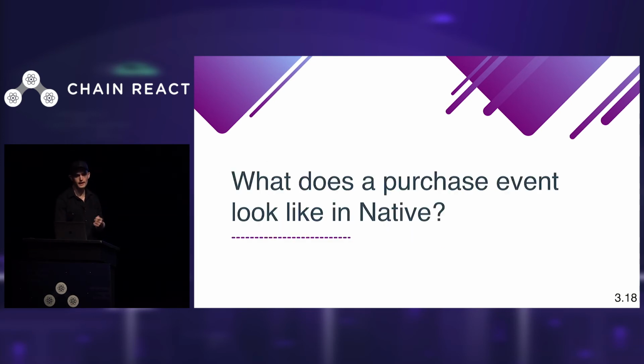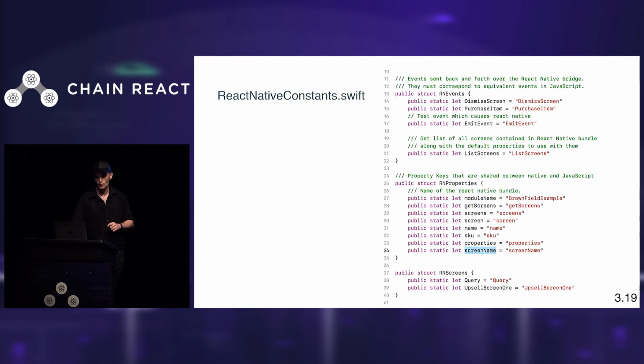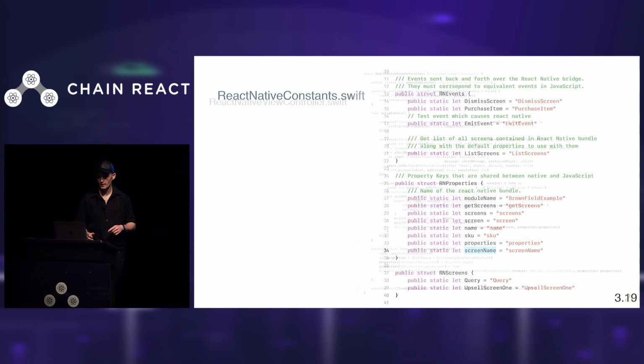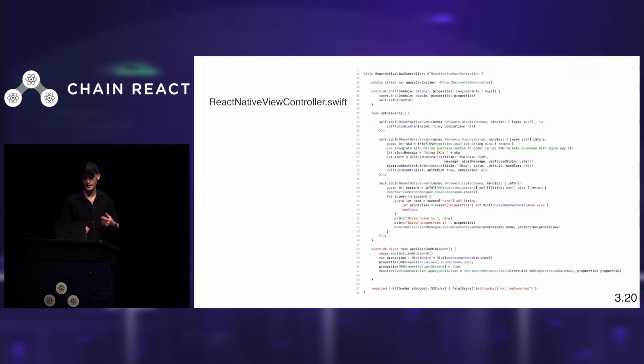So what does this look like on the other side of the bridge, in the native side? Well, we have some constants that correspond to the events like dismiss screen, purchase item, list screens. We also have a view controller. Again, remember, a view controller is roughly analogous to a React component, but this is the thing that gets instantiated when you actually click that purchase item button. And in this, it has a bunch of code that sets up callback handlers to handle the events as they're coming across the bridge.